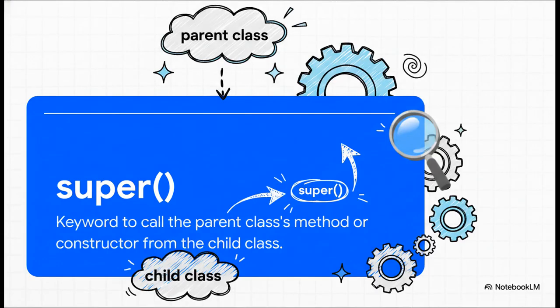But hang on. What if you want to customize a method, but you don't want to completely lose all the parent's original work? Well, that is exactly where the super keyword comes into play. It's this incredibly useful little tool that lets the child class reach up and trigger the parent class's method or constructor. It's basically like saying to the computer, hey, go ahead and do the baseline stuff my parent does, and then I'll just add my own special steps right on top of it.